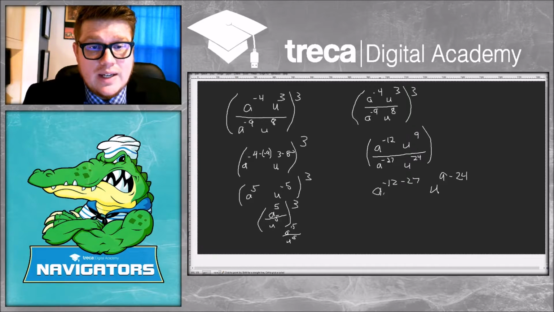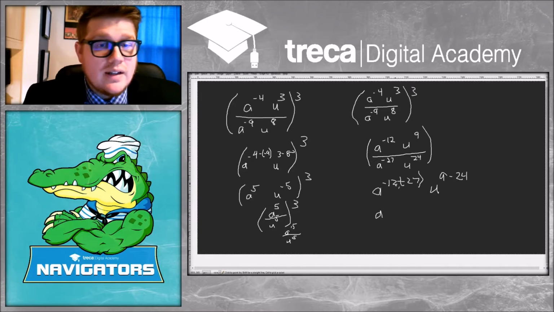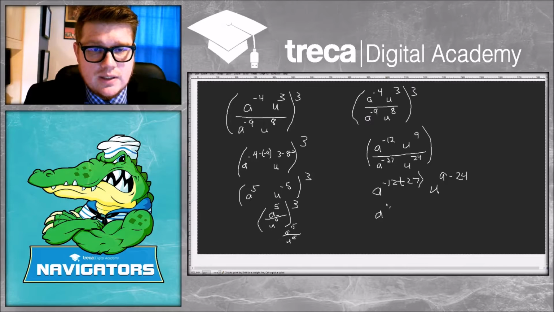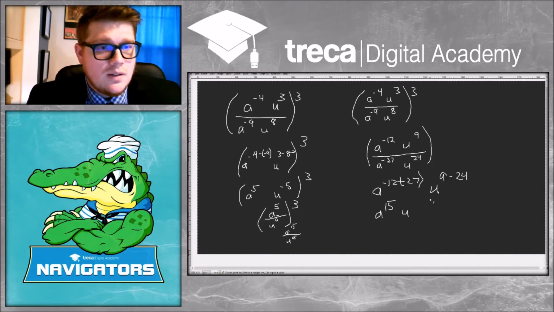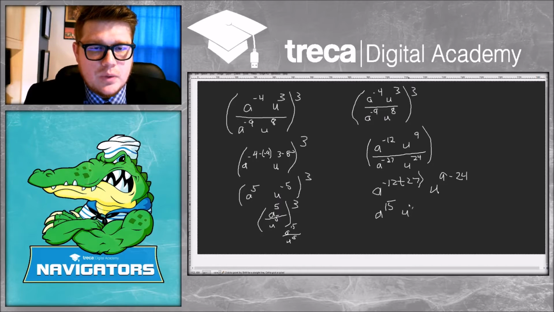I'm sorry, a to the negative 12th minus negative 27. See, even math teachers do it. So negative 12 minus negative 27 is the same thing as negative 12 plus 27. Negative 12 plus 27 is the same thing as 15. And we have 9 minus 24, so we subtract away 9. And that gets us to 0, and we have 15 more to subtract, so we have u to the negative 15th power. And then again, we end up with a to the 15th over u to the 15th.